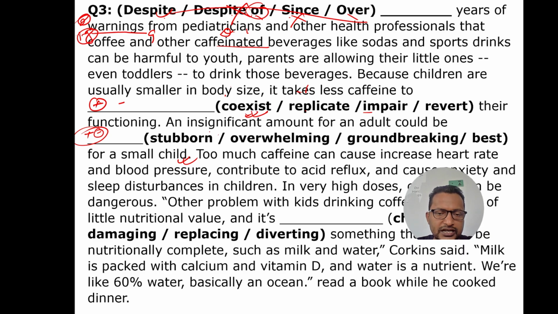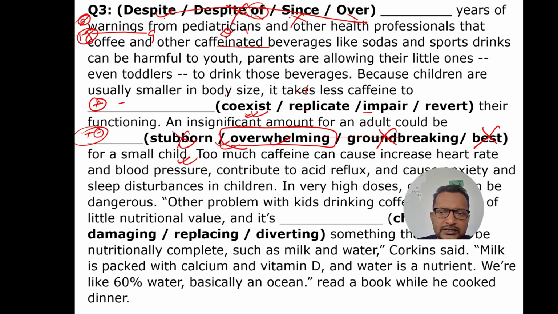Now stubborn, is this a negative word? Yes, it will stay. Overwhelming, it is a negative word. Yes, it will stay. Groundbreaking, it is a positive word, it will go. Best, it is a positive word, it will go, right? So now you need to compare between stubborn and overwhelming. Stubborn, is this stubborn for a child? No, right? Stubborn is not fitting in the context. You need something which will have a significant impact. Then overwhelming for a child, because it is a kind of strong response or strong effect. Could be overwhelming for a small child, cannot be stubborn, right?